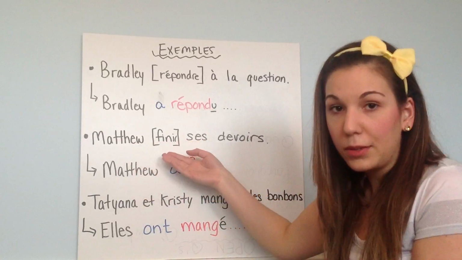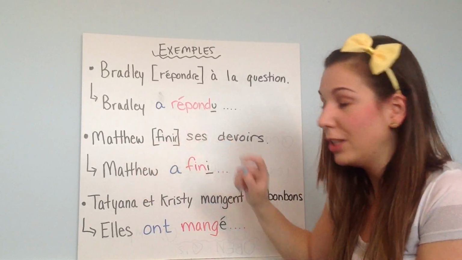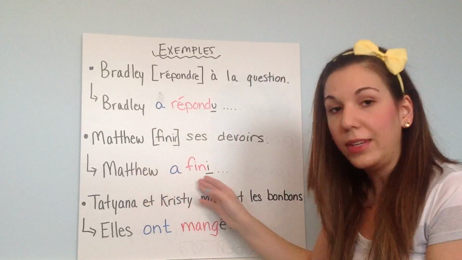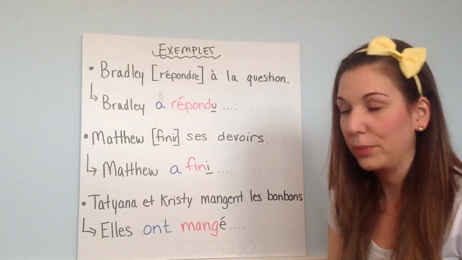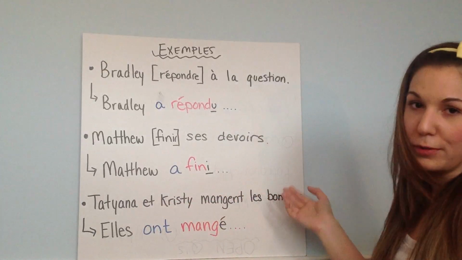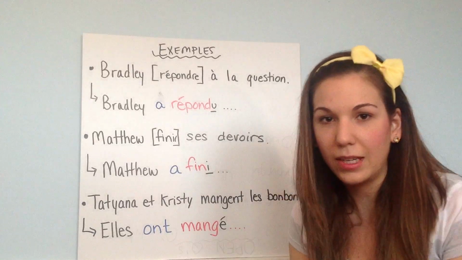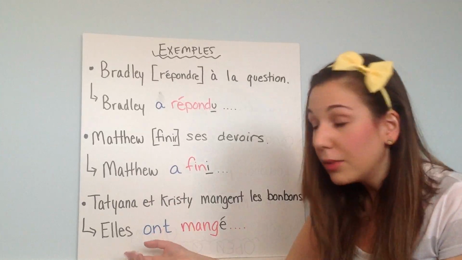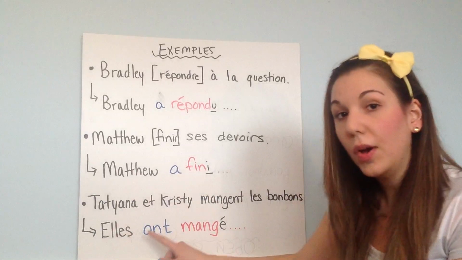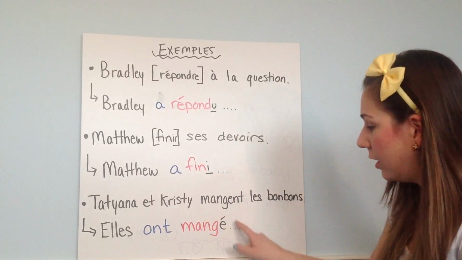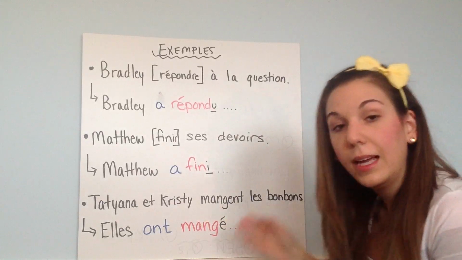Matthew, finir, which means to finish. This is what we have to change. Ses devoirs, his homework. Matthew a fini ses devoirs. He finished his homework. Tatiana et Christy mangent les bonbons. Because you know Madame likes to give out sour keys in class. So, Tatiana et Christy, or elles, right? That's our subject. Ont, which is avoir in present. Manger, we change the ER to the E accent aigu. Les bonbons.